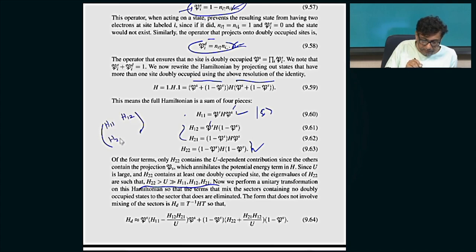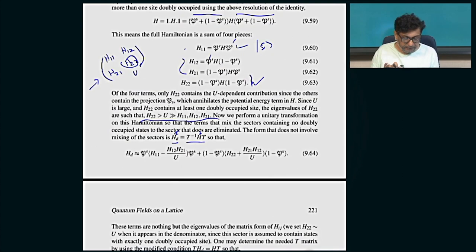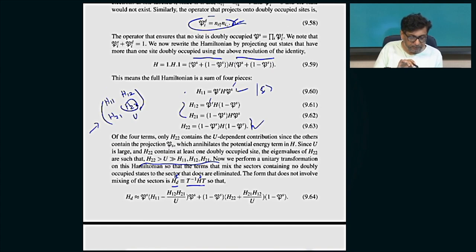Now you find the eigenvalues of this. The claim is that you can write down a unitarily transformed Hamiltonian from H. So, you start with H and you write down a unitary transformation. The claim is that the unitarily transformed Hamiltonian is going to have eigenvalues which correspond to the eigenvalues of this matrix, and this is approximately U. So, if you work this out, you will see that when U is very large, the eigenvalues are precisely these two. So, you can just work this out. You will see that the Hamiltonian works out to be this and this. So, these will be the two eigenvalues.